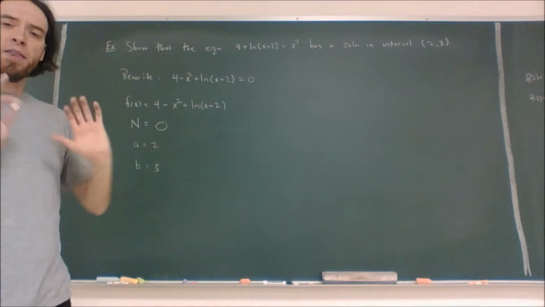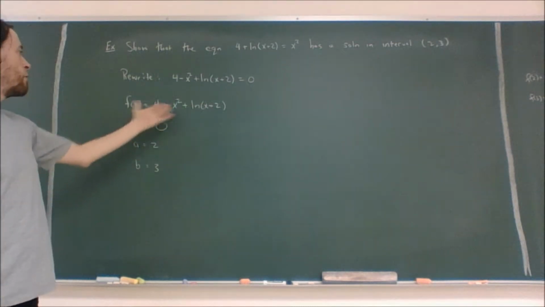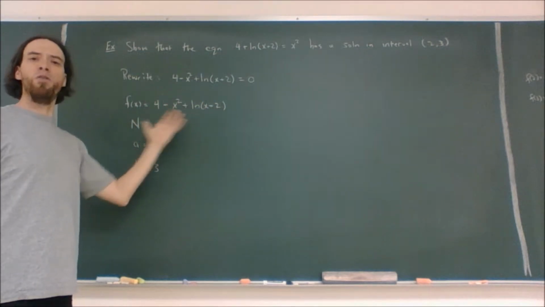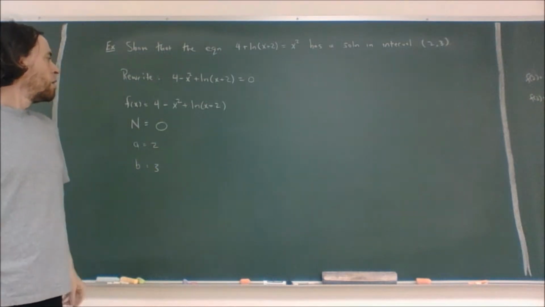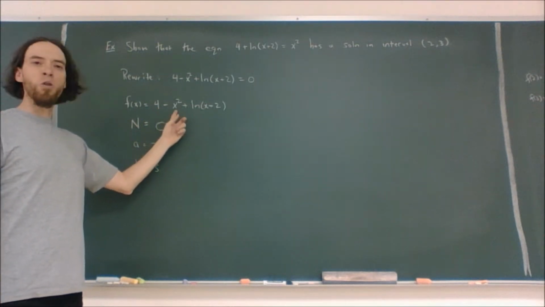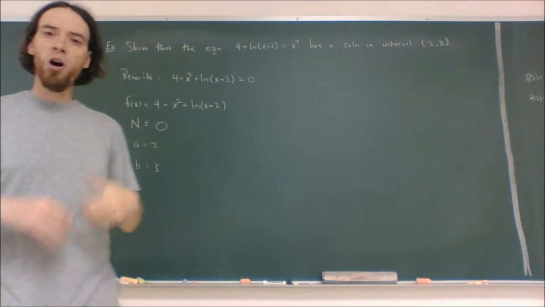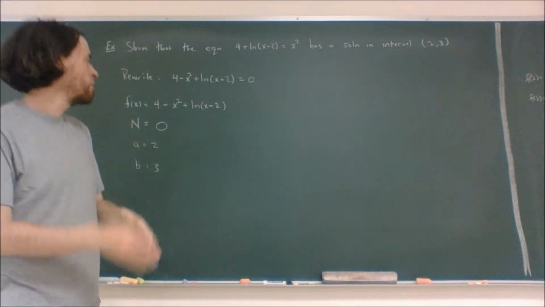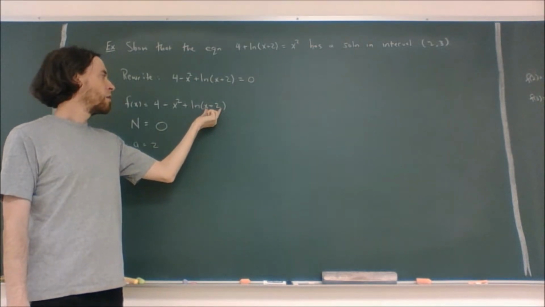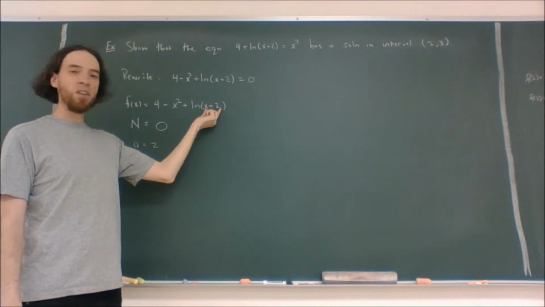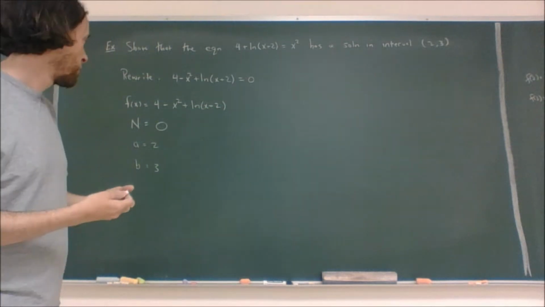Now we have to think about that first condition that we're checking in the IVT. How do we know f is a continuous function? Well, it's built from familiar continuous functions, so it's going to be continuous on its domain. No problems with domain in the 4 or the minus x squared. We can use anything for x in that part. But when we look at the natural log, remember you can only take a natural log of positive numbers. So we can only take a natural log of something that's bigger than 0. So the domain here requires x plus 2 to be bigger than 0, and that happens when x is bigger than negative 2.